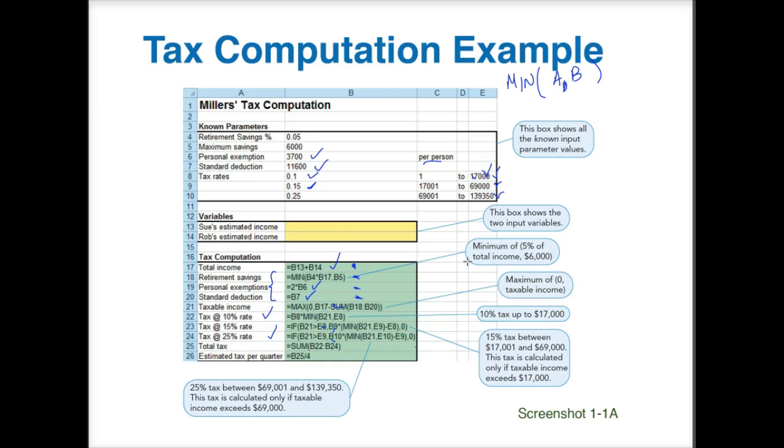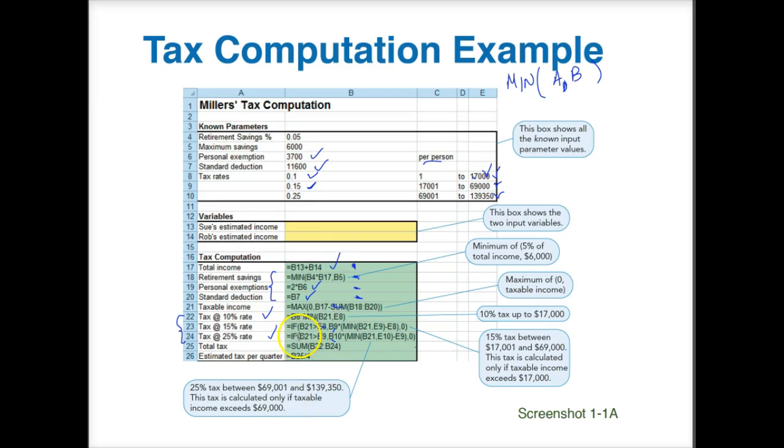Okay. And so, of course, the total tax would just be the sum of everything from B22 to B24. And of course, if we're only in the 10% tax bracket, then for cell B22, which is the 15% tax bracket, and cell B24, which is the 25% tax bracket, we'll have zeros there.